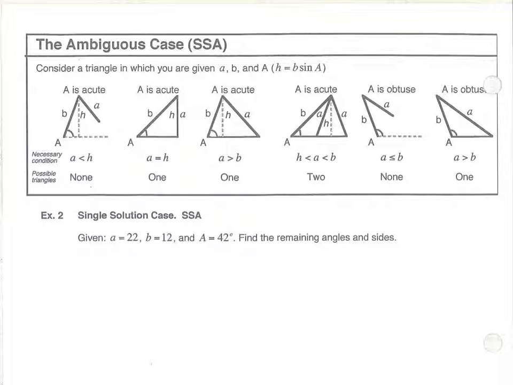So yesterday you had two angles and a side. And so it was AAS, because you have to have the side opposite one of those angles. So it's not going to be ASA. So that was one case.